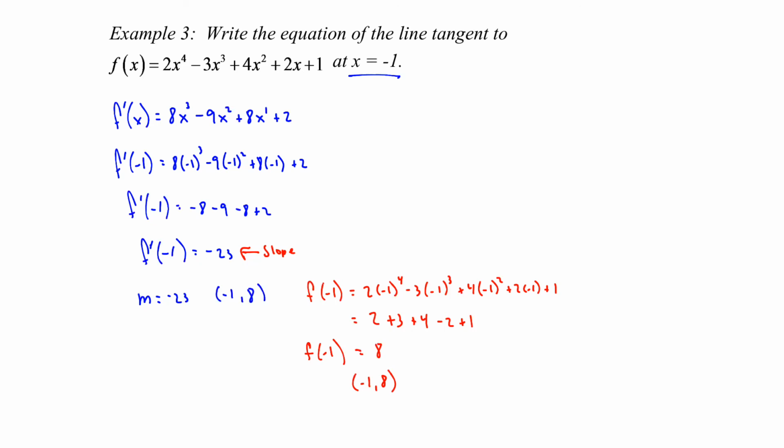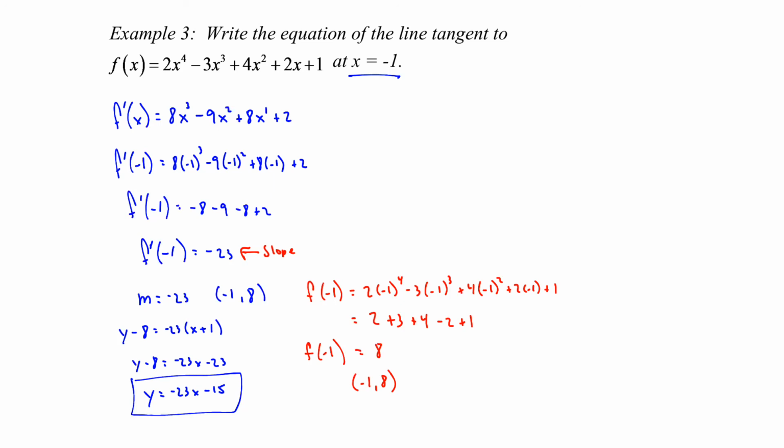So now we can go ahead and write the equation of the line. y minus 8 is equal to your slope of -23 times the quantity x minus -1. Distribute. And then add the 8. So we get y equals -23x minus 15. So the equation of the tangent line of the function at the value x equals -1 is y equals -23x minus 15.